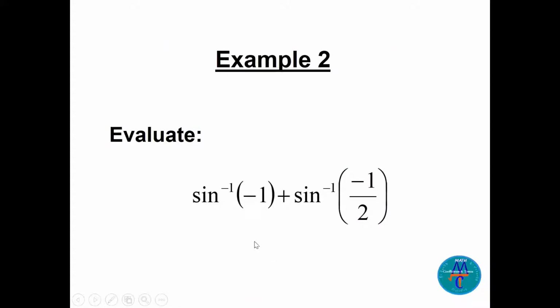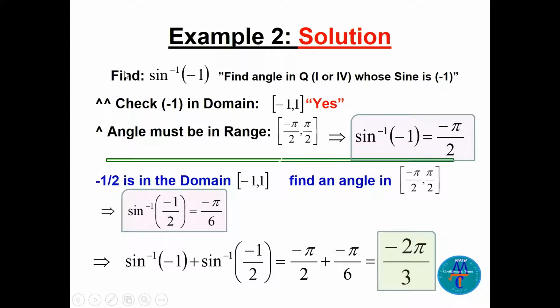Let's now find example 2, sine inverse of minus 1 plus sine inverse of minus half. Find this one separately, this one separately, and then we add. You can take a minute, please, to try. Let's see. Sine inverse of minus 1. Is minus 1 in the domain? Yes. What is the angle? It must be in this range, so it is only minus pi over 2. So sine inverse of minus 1 is minus pi over 2.